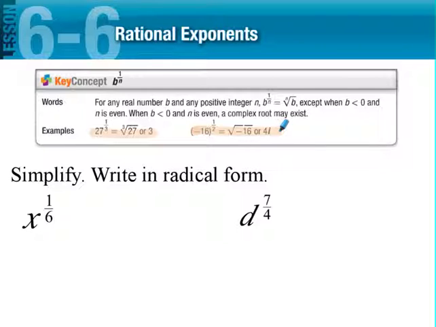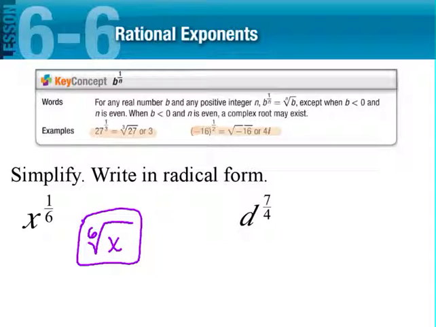If you look at our first example, it says to write in radical form. Radical form means they want you to put it with the root sign. That's what the radical is. It says x to the 1/6. So what's that going to be? X here, and then the 6 over here. Good. And that's all you have to do. There's no catch. So let's look at the next one, d to the 7/4.